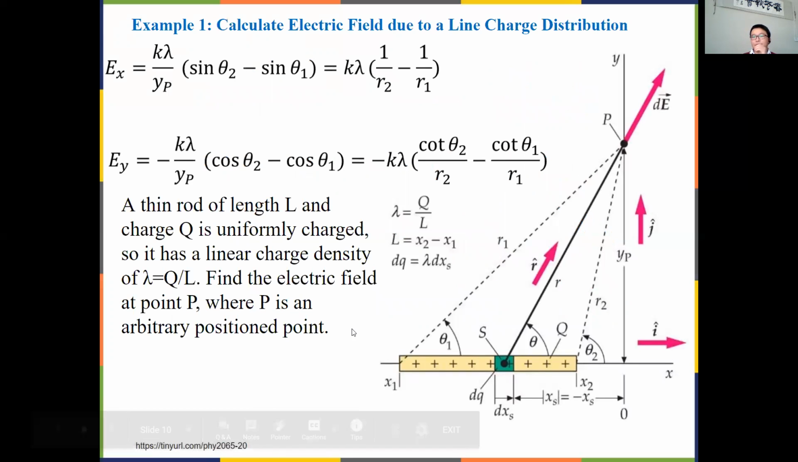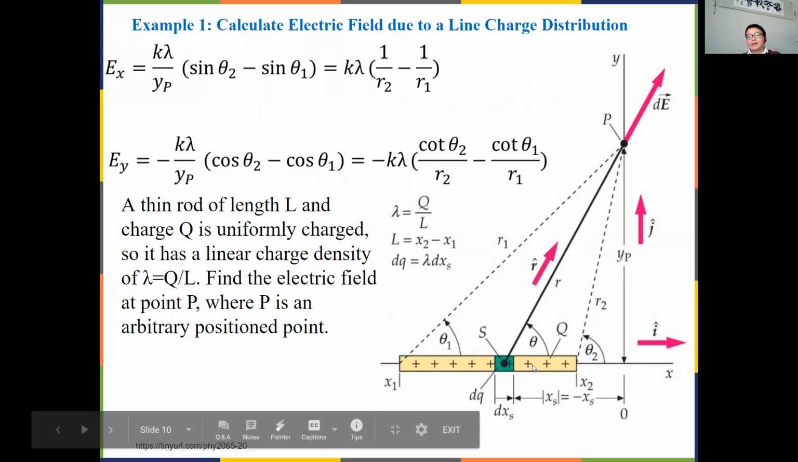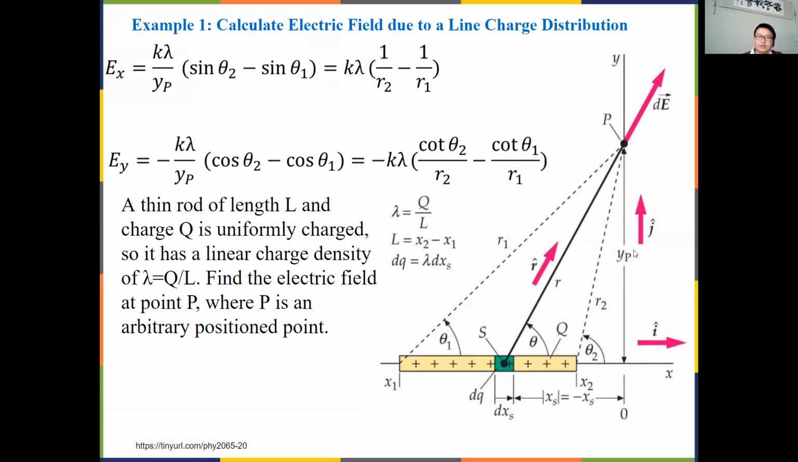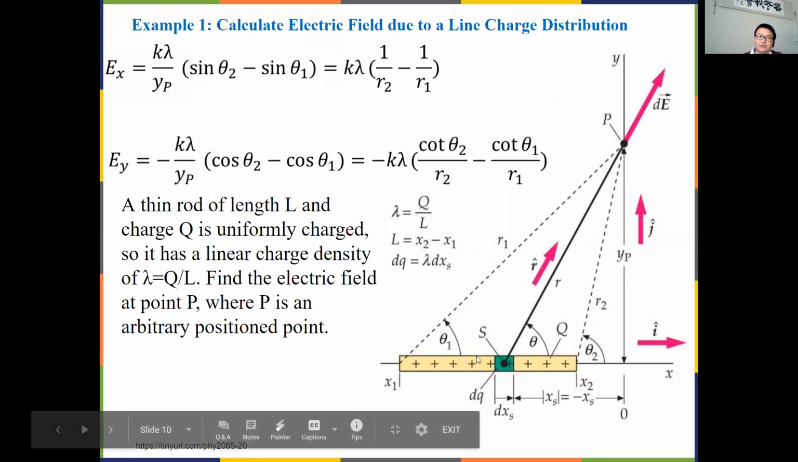And we took a look at a couple of examples last time. If you have a line distribution, and this line happens to be in the x direction, then the electric field will be in two directions, the x direction and the y direction. So this is a plane here.